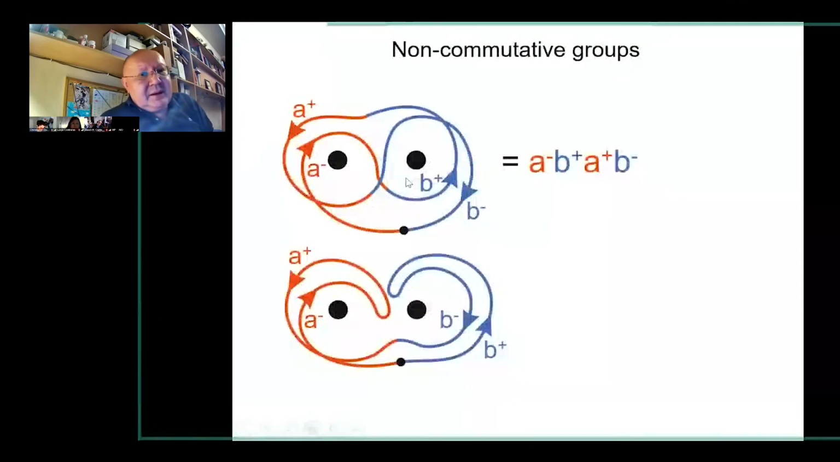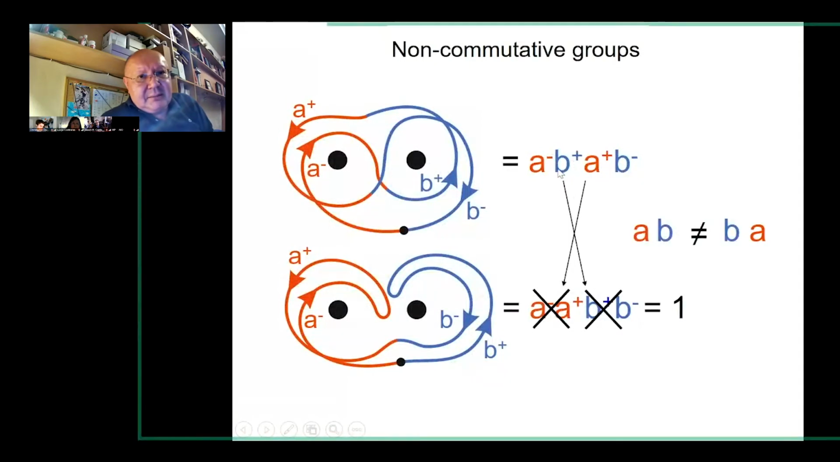Another possibility is that we exchange the letters B plus and A plus and just make a twist. And what you see is that in this situation we can cancel A minus and A plus, and therefore we get 1. In this case, the path is not entangled with these two obstacles. So that is the difference between entangled and disentangled trajectories. And we know the group which acts behind them.